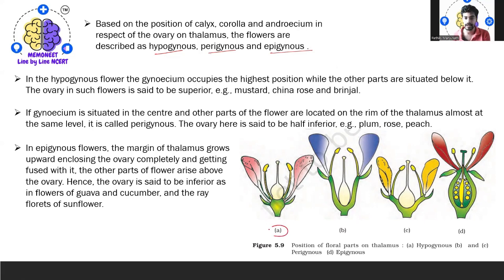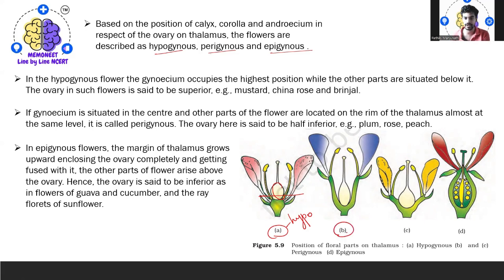see, this is a hypogynous flower, okay? So, in a hypogynous flower, what happens here is the gynoecium occupies the highest position while the other parts are situated in the below position. So the ovary in such a flower is said to be what? Superior. So the ovaries are very superior in such flowers, like in mustard, China rose, brinjal. You will be seeing this kind of arrangement.